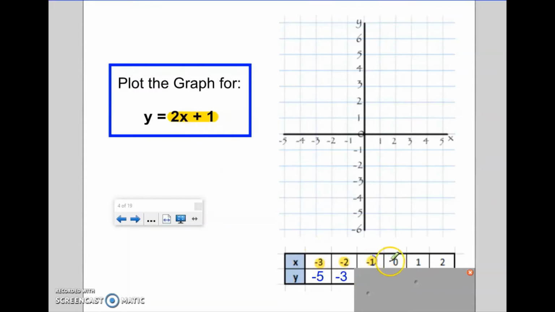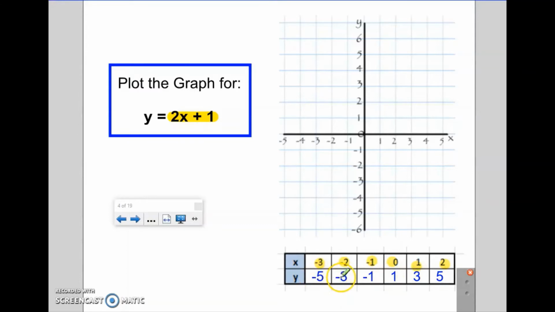Then I work my way through the table, substituting in each number individually, coming up with some y values. Each of these now is going to represent a coordinate which lands on the line y equals 2x plus 1. A couple of things to talk about at this point. If you look at my y values, you'll see that they create a pattern, a sequence. -5, -3, -1, 1, 3, and 5.